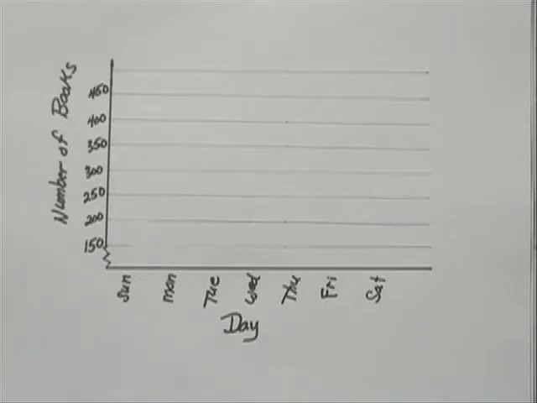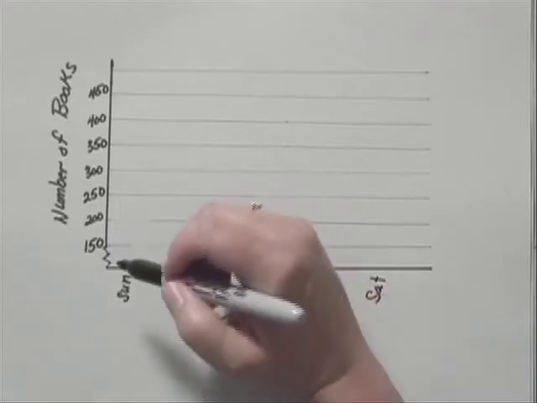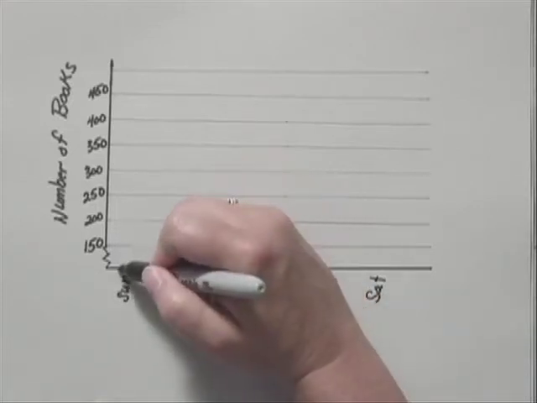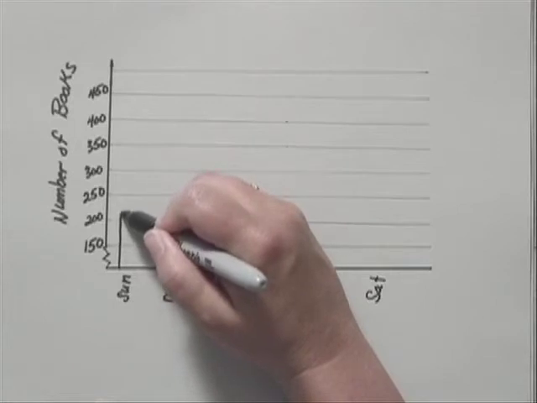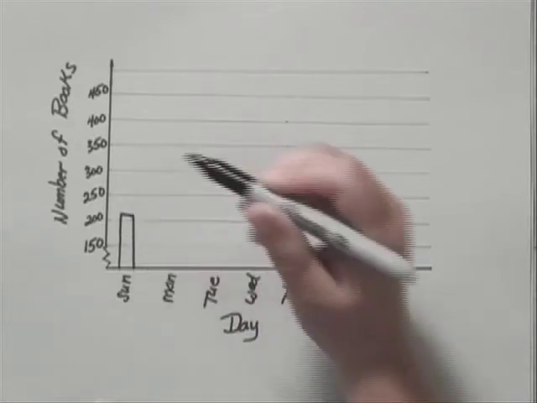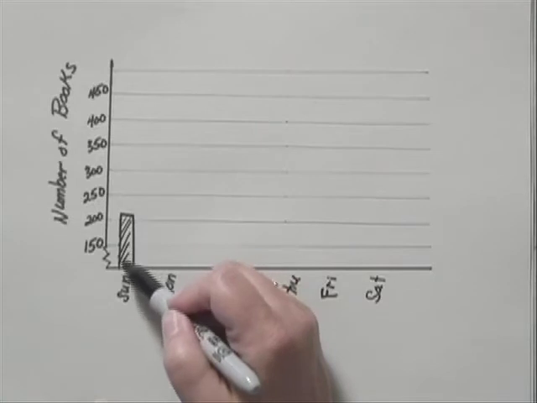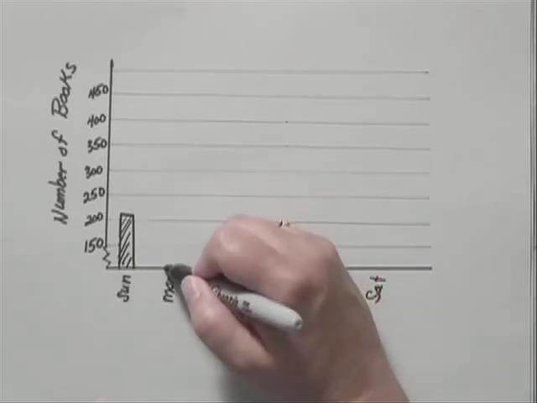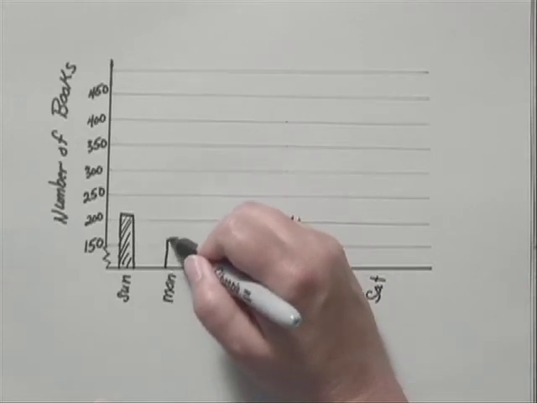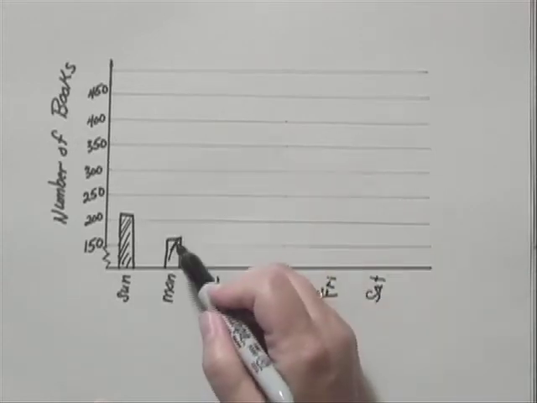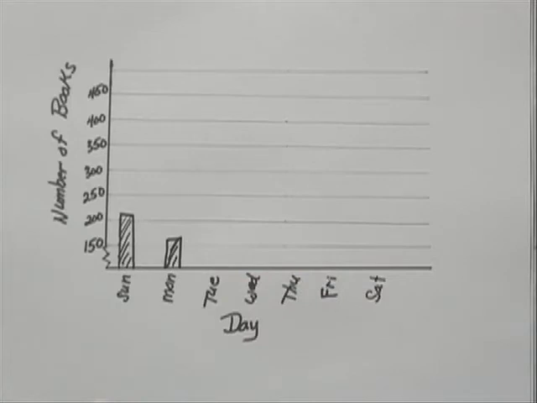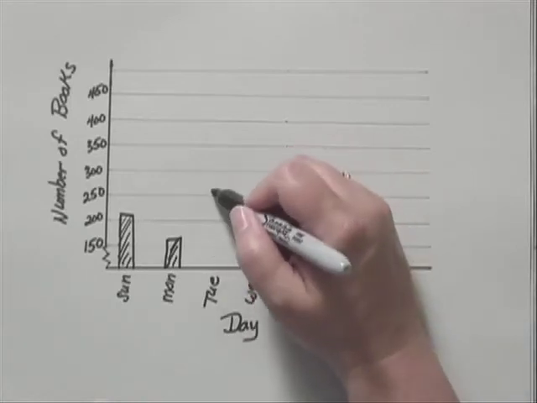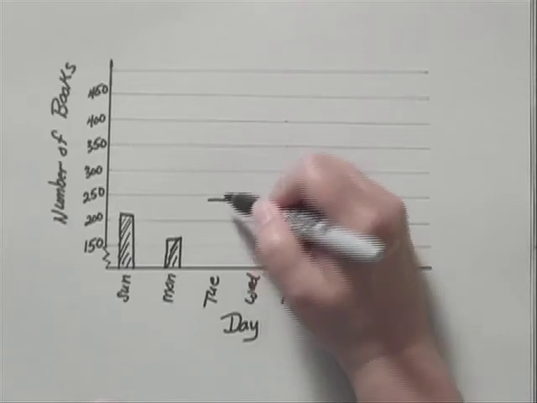So looking at the table, we can see that on Sunday we have 210 books. So now we can make a vertical bar from Sunday going up just past 200. And this is going to be approximate because we don't have a line right there, but somewhere around 210. On Monday there were 160, so I want to go just past the 150 mark. On Tuesday there were 240, so I want to go almost up to the 250 line then.